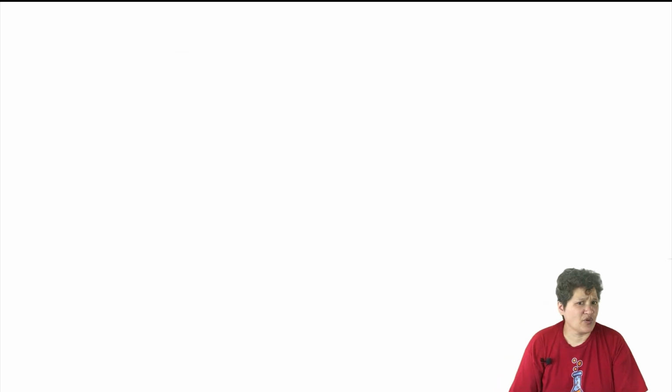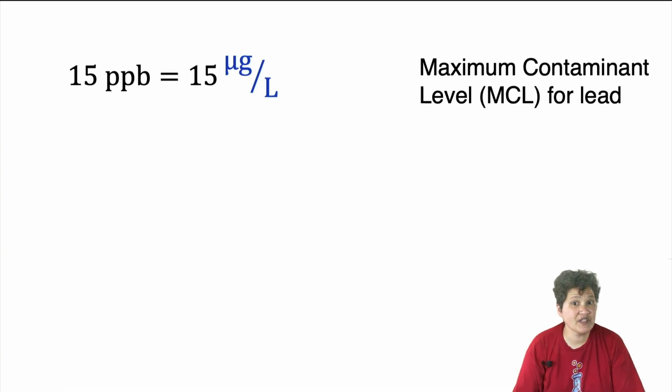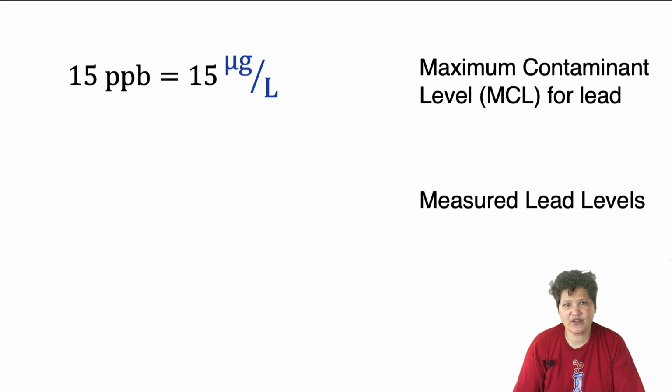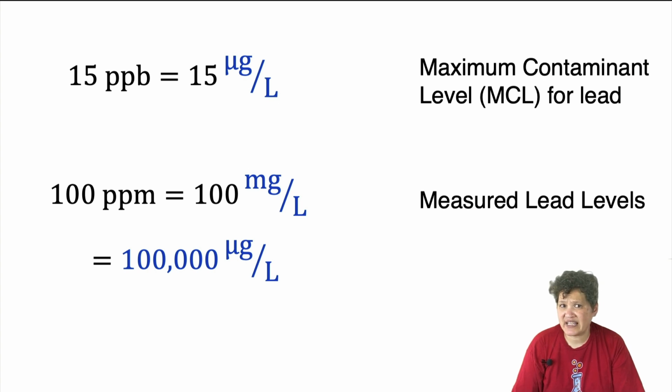Let's now use these units to do a real-life comparison. Many of you may have heard that almost 10 years ago, unsafe levels of lead were discovered in Flint, Michigan. But what does it mean to have unsafe levels of lead? According to the Environmental Protection Agency, or EPA, the acceptable maximum contaminant level for lead is 15 parts per billion, 15 micrograms per liter. The measured lead concentrations in Flint varied by location, but some of the drinking water samples that they tested had lead concentrations over 100 parts per million. That's 100 milligrams per liter, or 100,000 micrograms per liter. So there was more than 6,000 times more lead than you would find in safe drinking water.